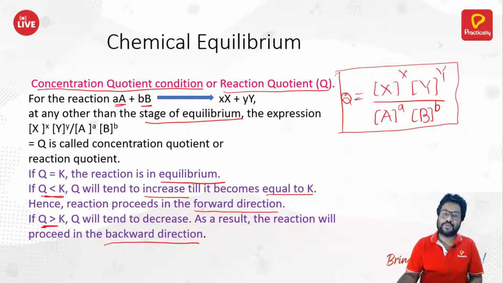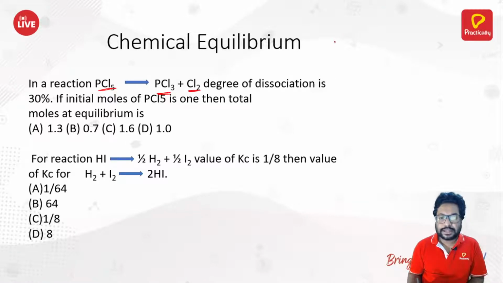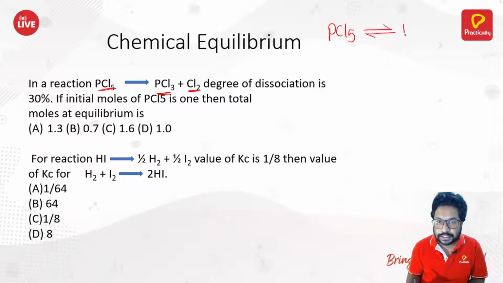Okay, so moving ahead, let's solve this numerical now. In the reaction, PCl5 is giving us PCl3 plus Cl2. Let's write this reaction here. It is a reversible reaction, by the way, but I just put a single symbol here. PCl5 gives you PCl3 plus Cl2.